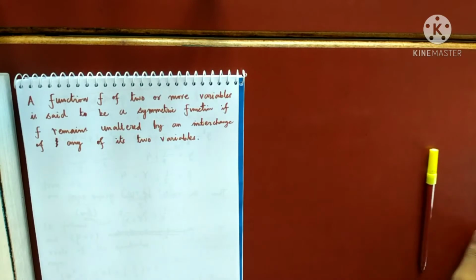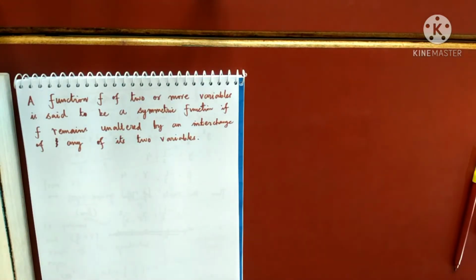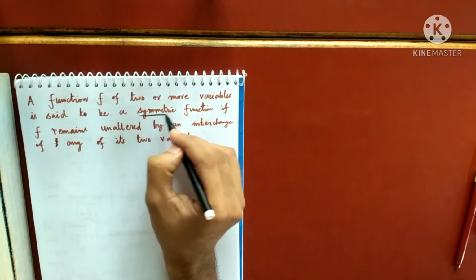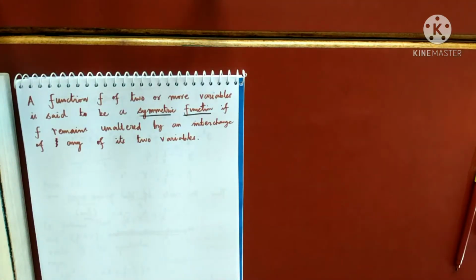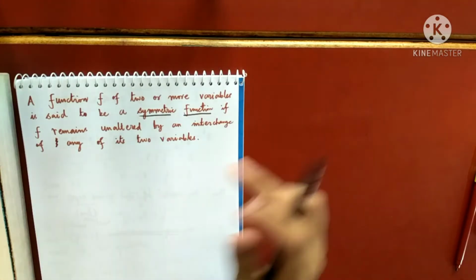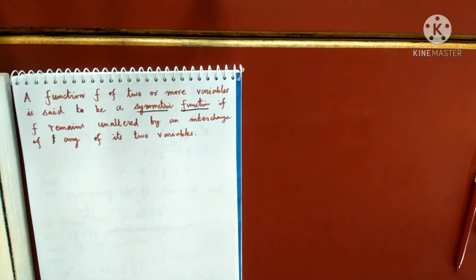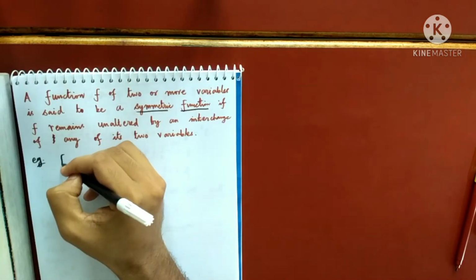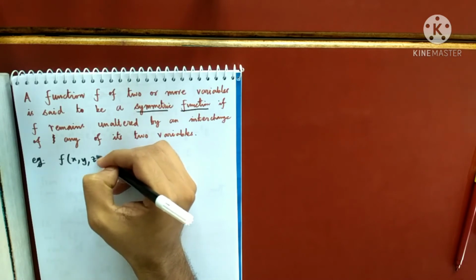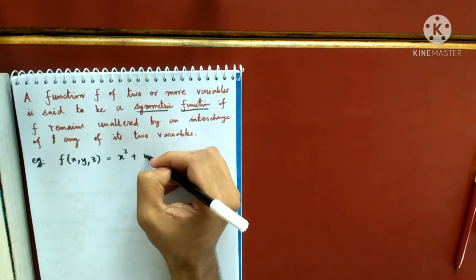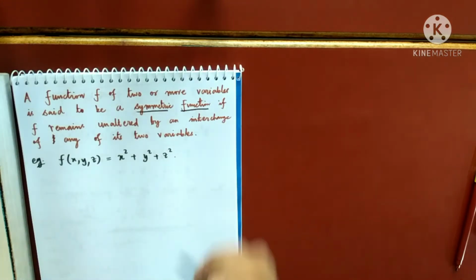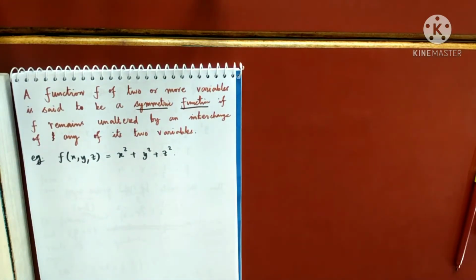So let's understand what we mean by a symmetric function. A function f is said to be symmetric, having two or more variables, if f remains unaltered by an interchange of any of its two variables. That means the function will not change. For example, look at this function f of x comma y comma z. Suppose I am taking x square plus y square plus z square. This is a symmetric function of three variables.